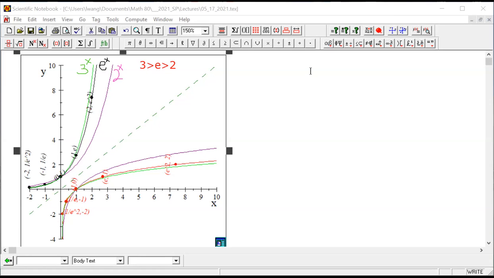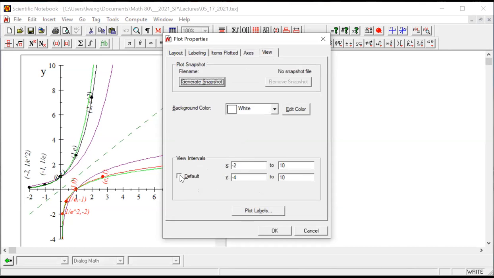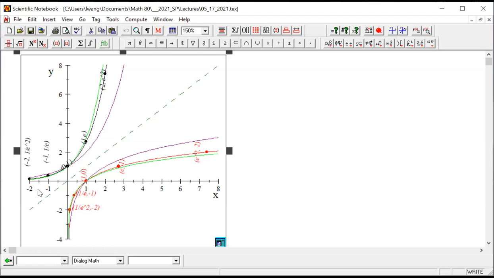I want you to see these better, so let me clean this up. I'm going to change the scale just a little bit so we can see clearly: make this 8 and make this 8. You see, on this side, the relative positions seem to be reversed.